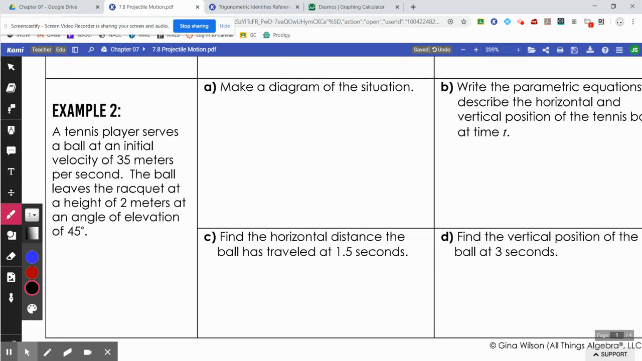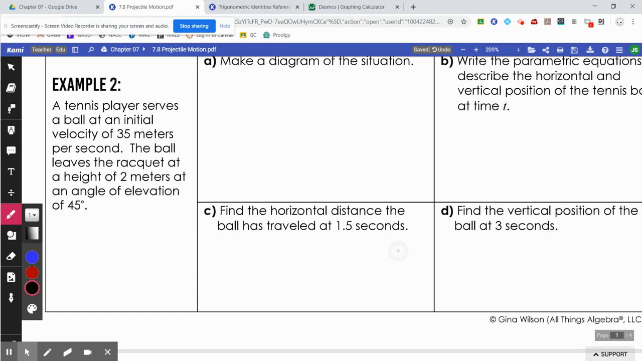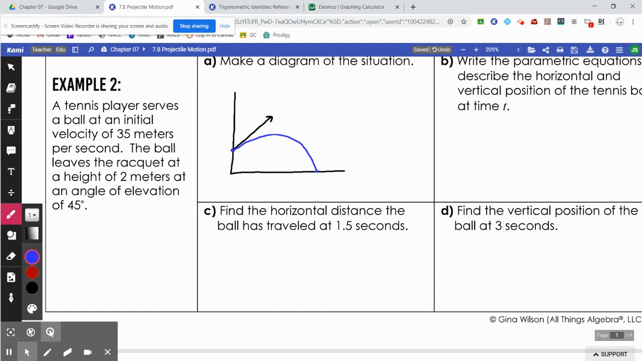A tennis player serves a ball with an initial velocity of 35 meters per second. The ball leaves the racket at a height of 2 meters and at an angle of elevation of 45 degrees. So let's make a diagram of the situation. Let me draw an XY axis. And here's my diagram. So we're 2 meters above the ground.